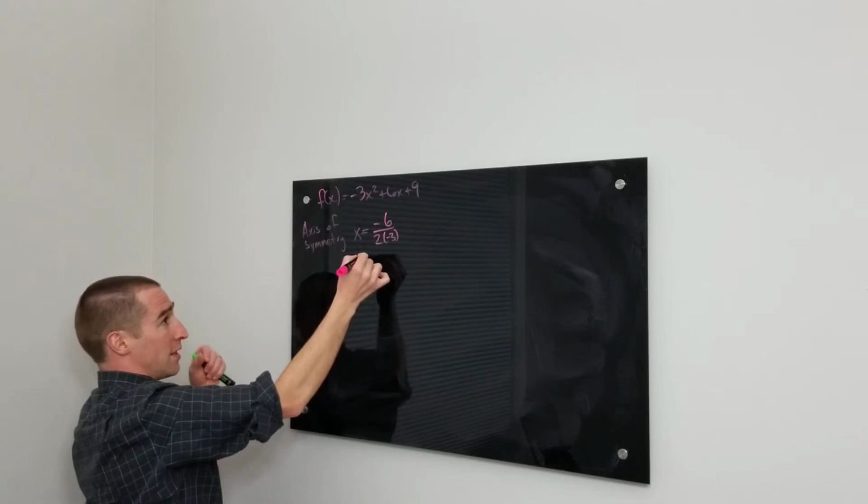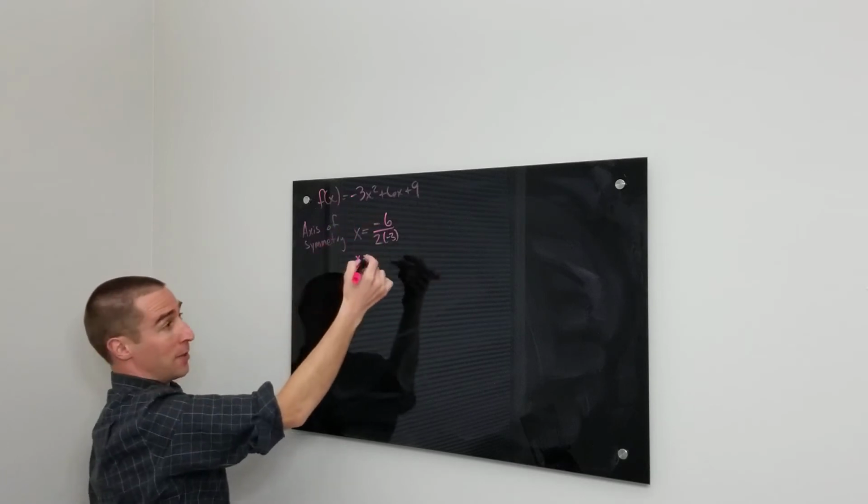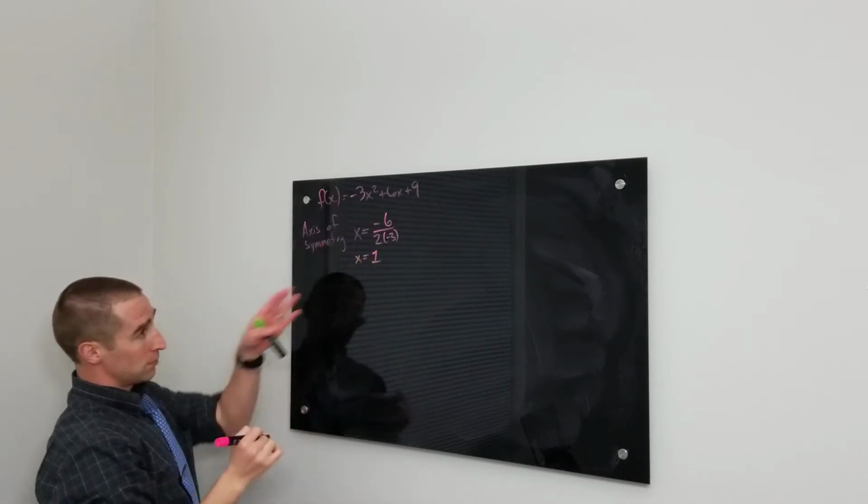So this is x equals negative 6 over 2 times negative 3. 2 times negative 3 is negative 6. Negative 6 divided by negative 6 is 1. So here x equals 1.